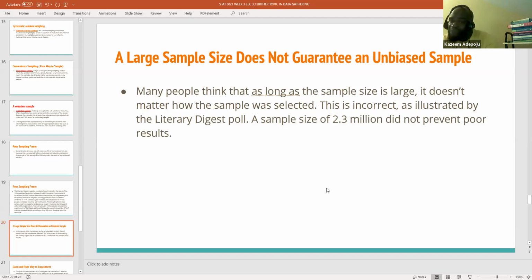And the takeaway from that scenario is just that a large sample size does not guarantee a non-biased sample, because the number of people that responded to the literary magazine was 2.3 million. 2.3 million is very, very large. And that was why I said, many people think as long as my sample size is large, it doesn't really matter how the sample was selected. That is not true. It matters a lot. And as you can see, that is incorrect, as illustrated in the Literary Digest polls. A sample size of 2.3 million did not prevent poor results.